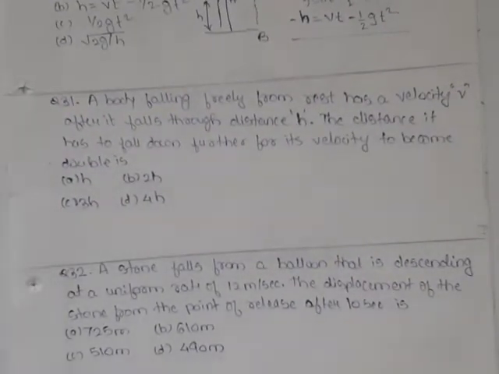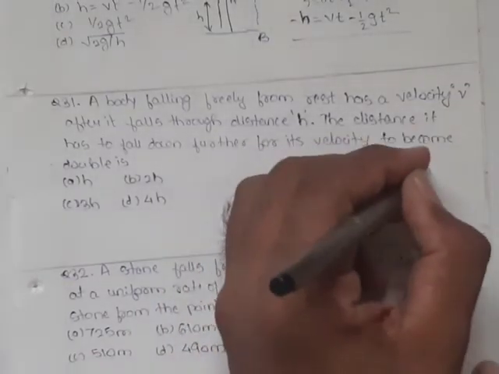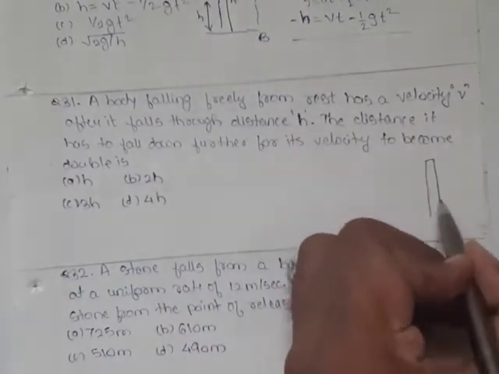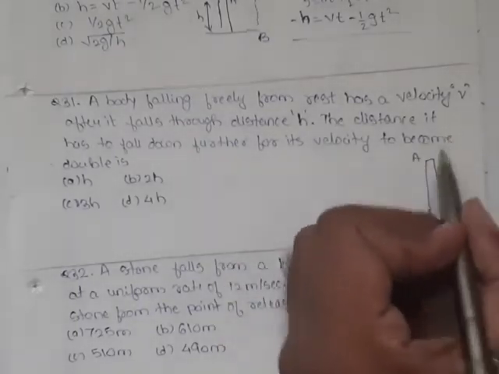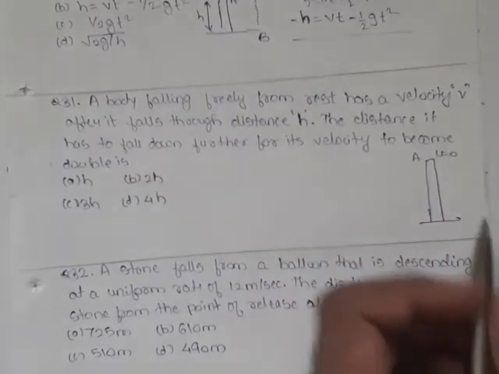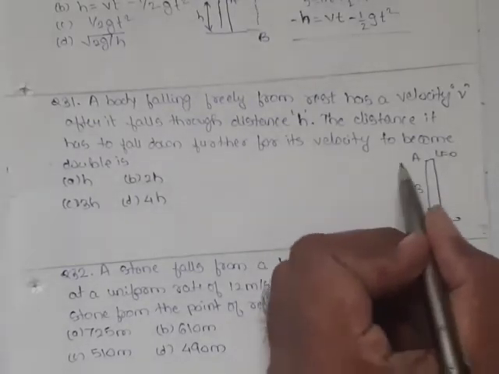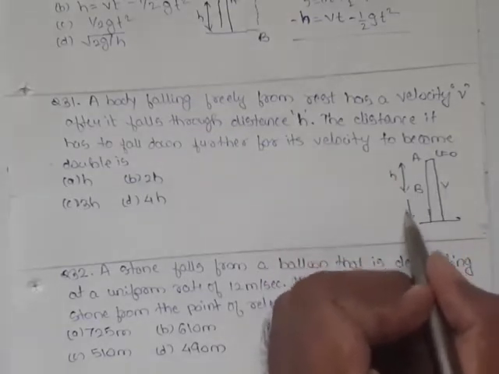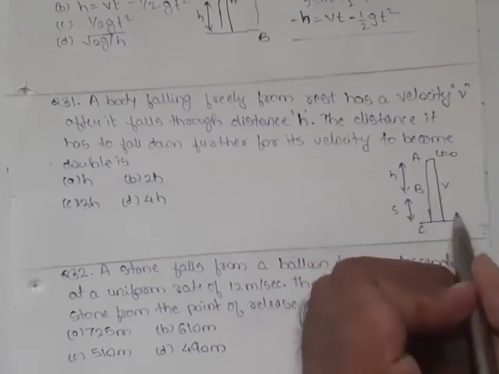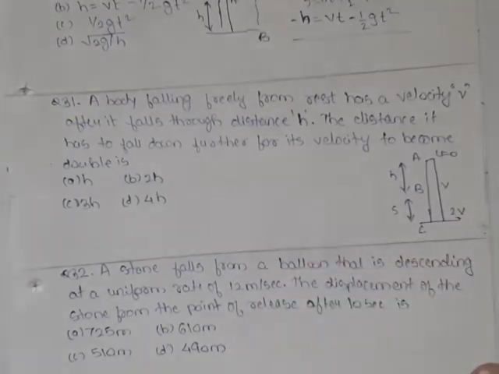A body falling freely from rest has a velocity v. After it falls through distance h, the distance it has to fall further for its velocity to become double is. So here we'll draw a diagram. Initially at point A, the velocity u is 0. Then it reaches point B by traveling distance h. Here the velocity becomes v. How much distance it has to travel further to reach point C so that its velocity becomes 2v, that s is asked.